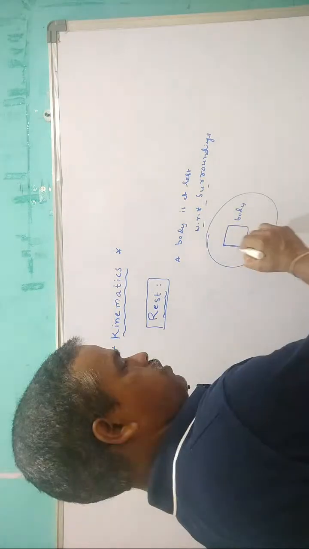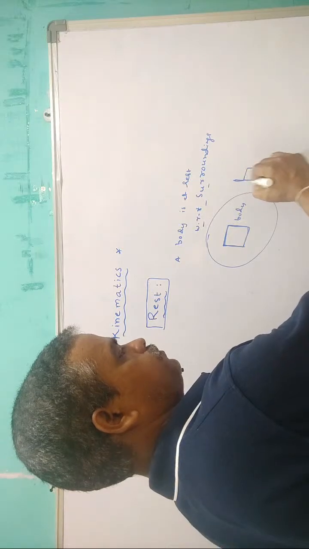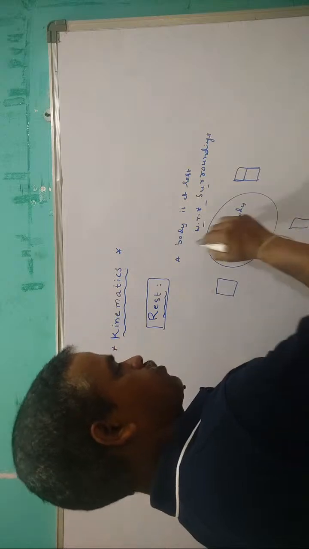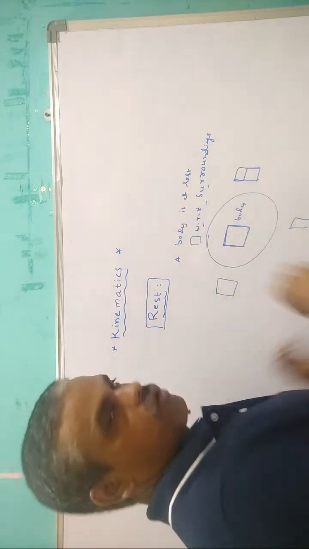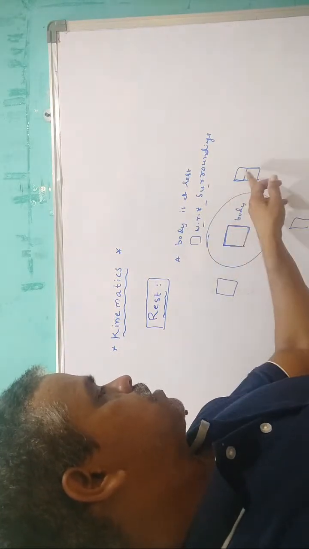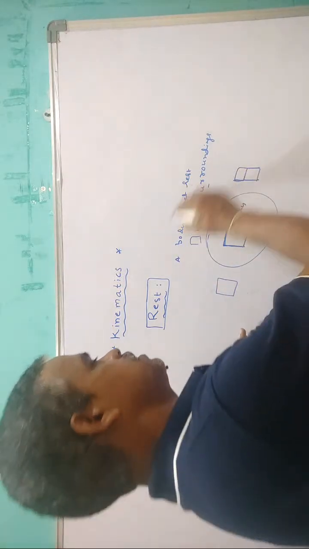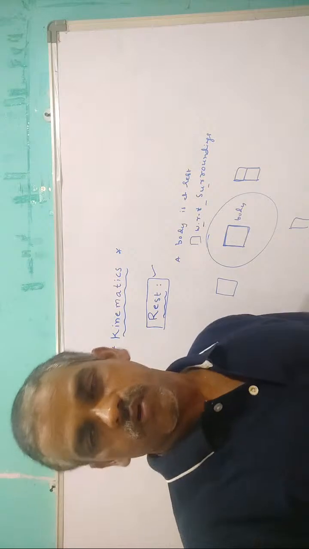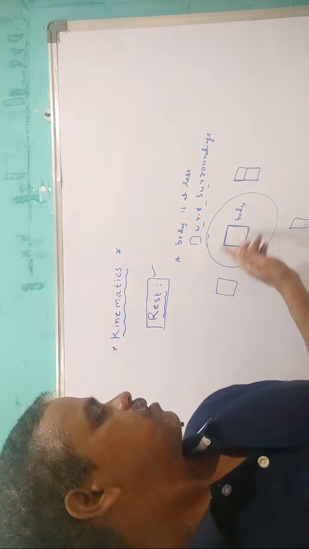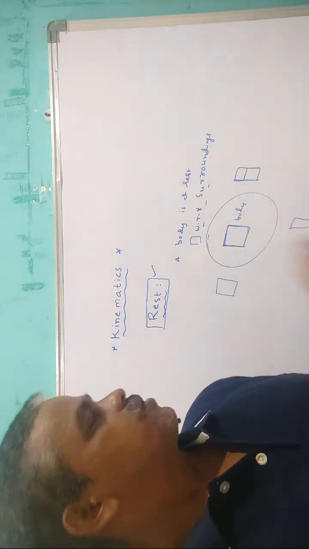This body position is not changing with respect to other bodies. For example, here one more body is there, here one more body, here one more body. Surroundings, 4 bodies are there. This body position is not changing with respect to surrounding bodies. So then we can say the body is at rest. When the body position is not changing with respect to surroundings.